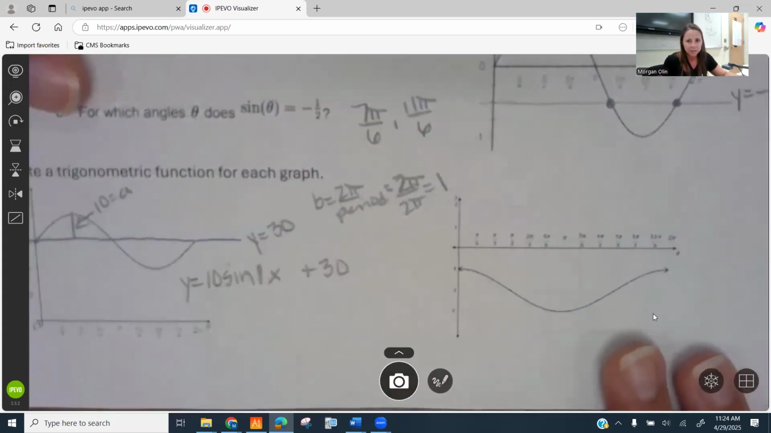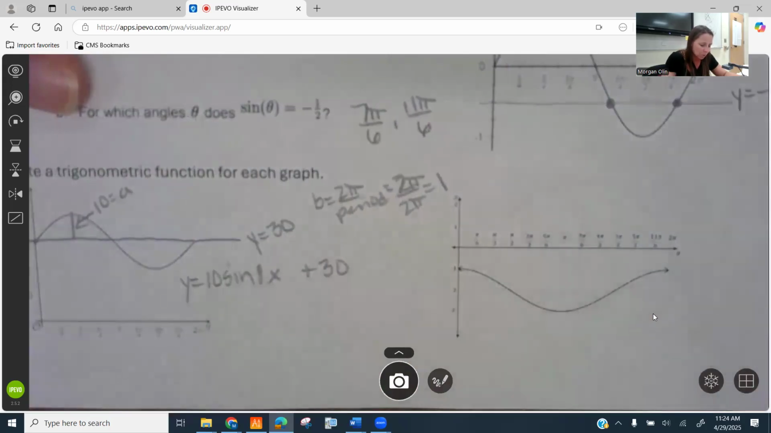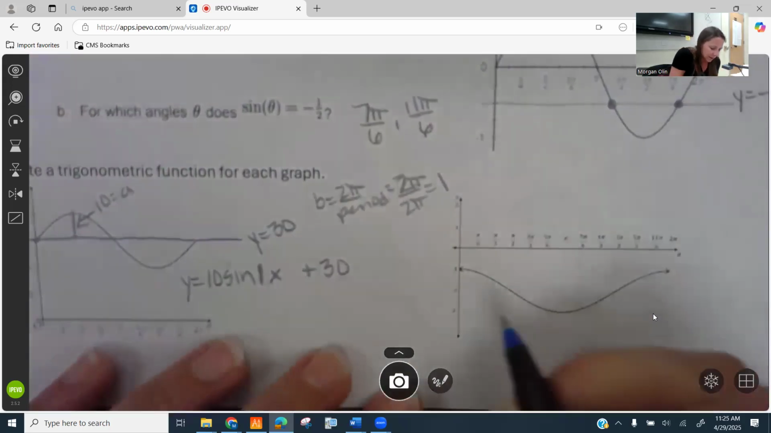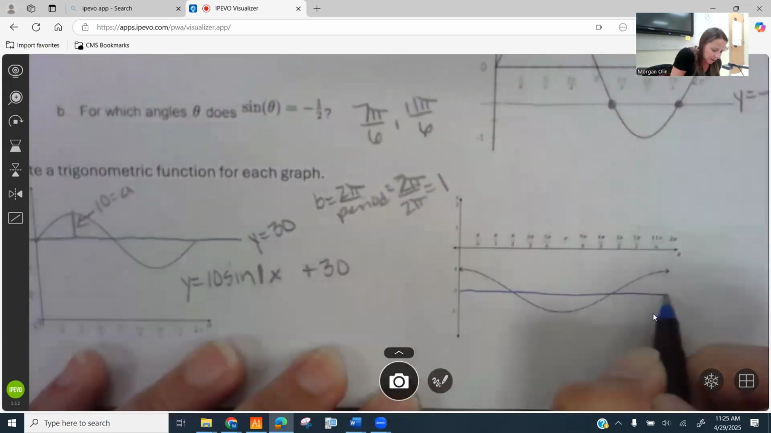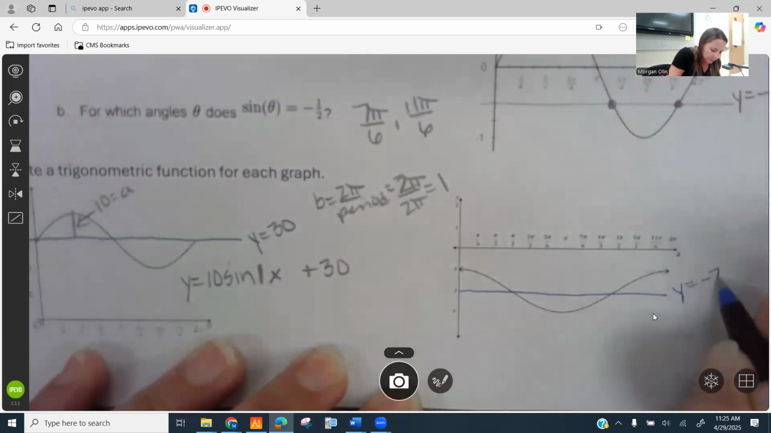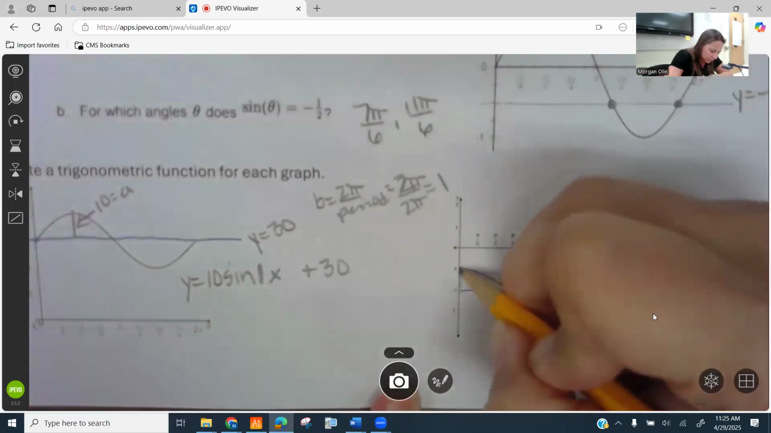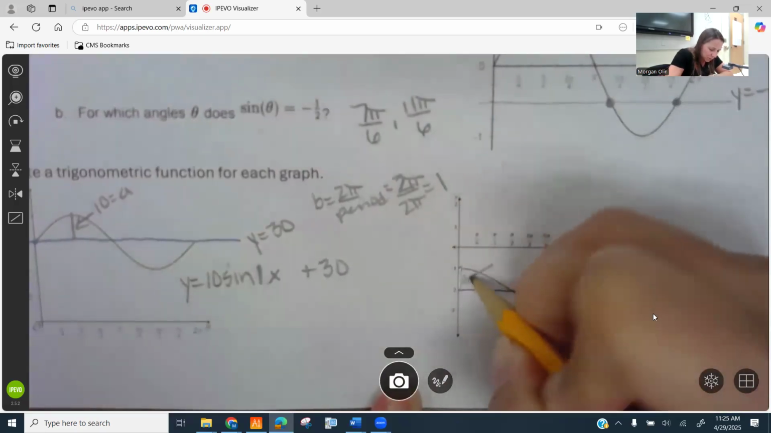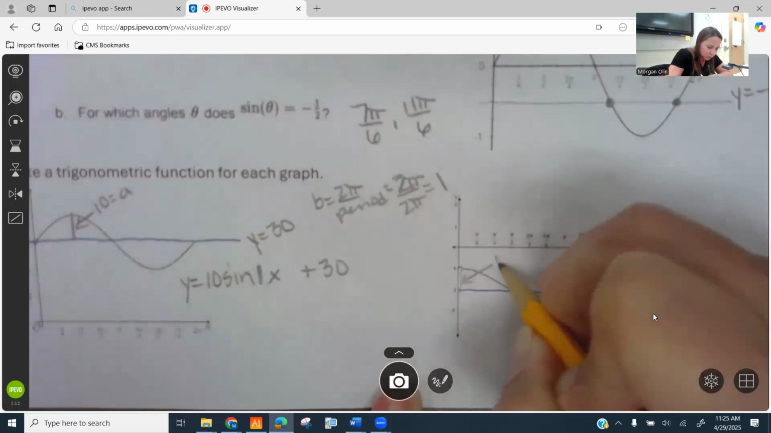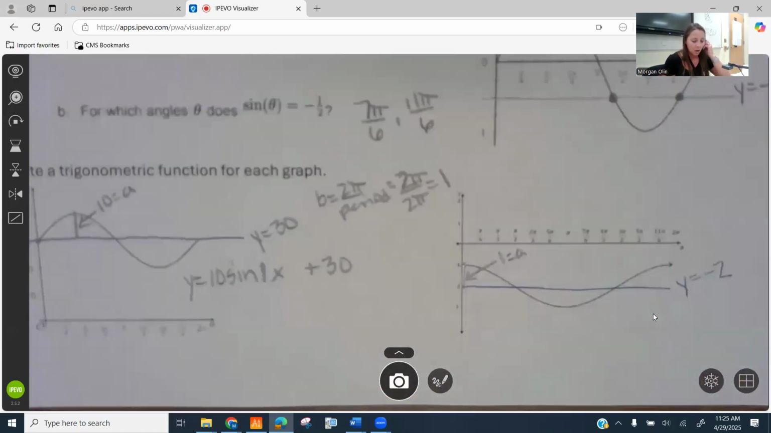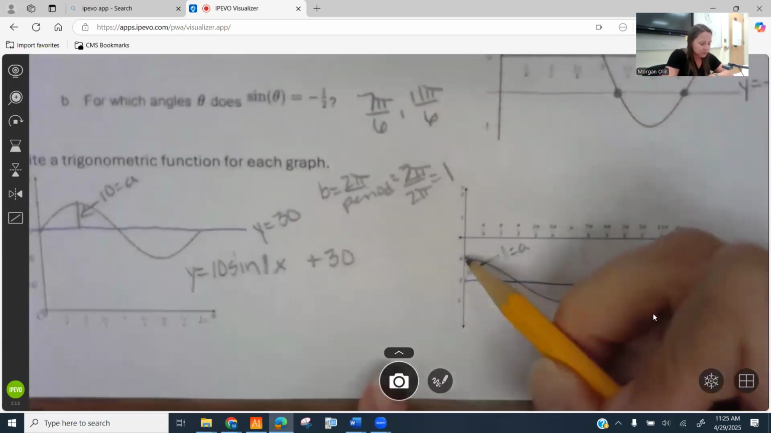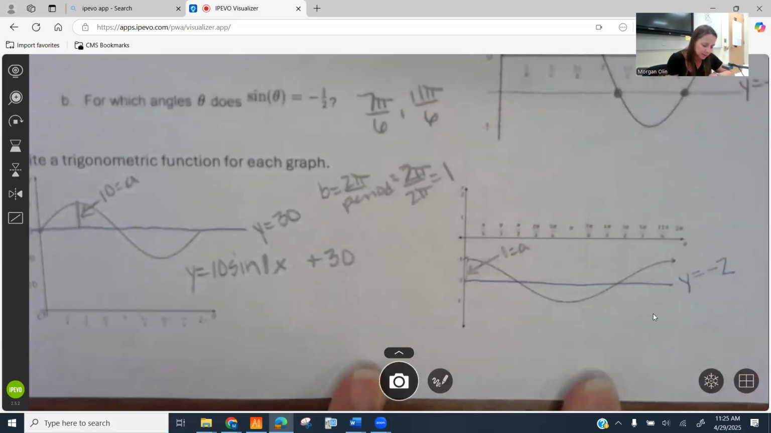All right, now this one. We've got to find the midline, and the midline is right here at y equals -2. Now, the amplitude goes from the midline to here. If you notice, from -2 to -1 is a total distance of 1. And I want you to notice this starts above the midline, so A is positive.